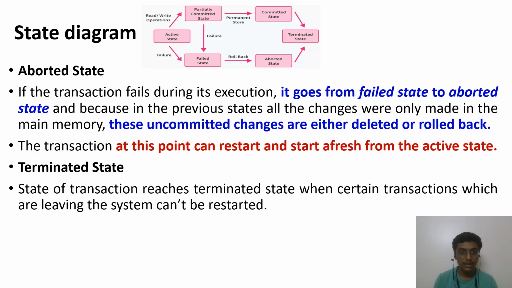This is the aborted state. It goes from the failed state to the aborted state, and because in the previous states all the changes were only made in the main memory, these uncommitted changes are either deleted or rolled back.